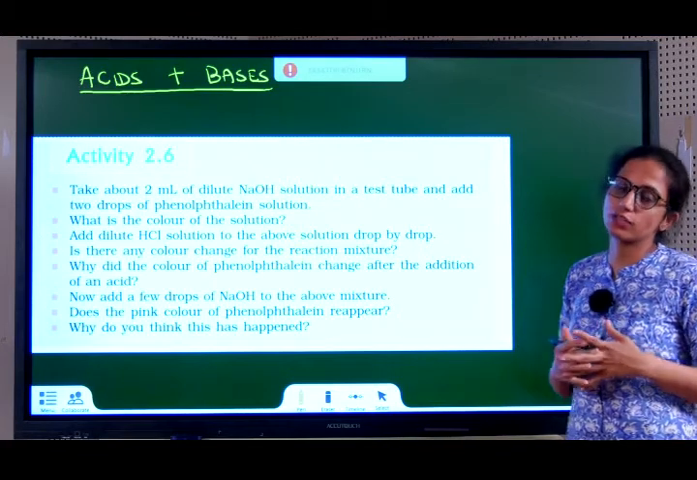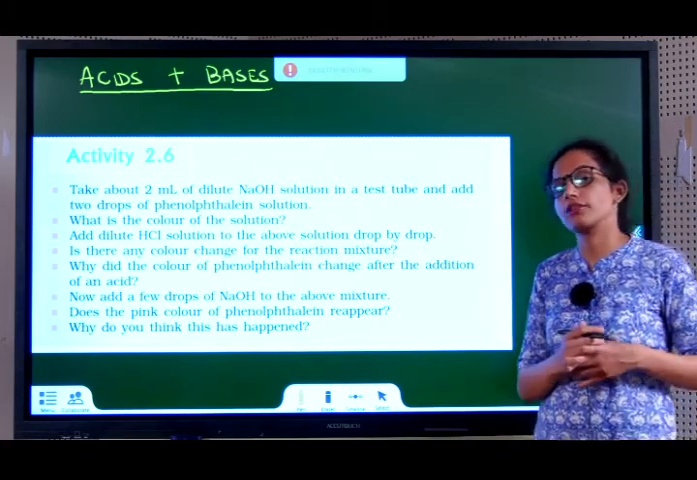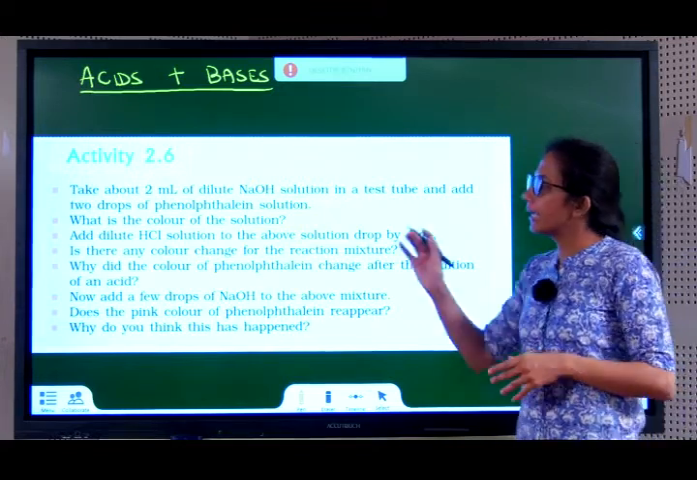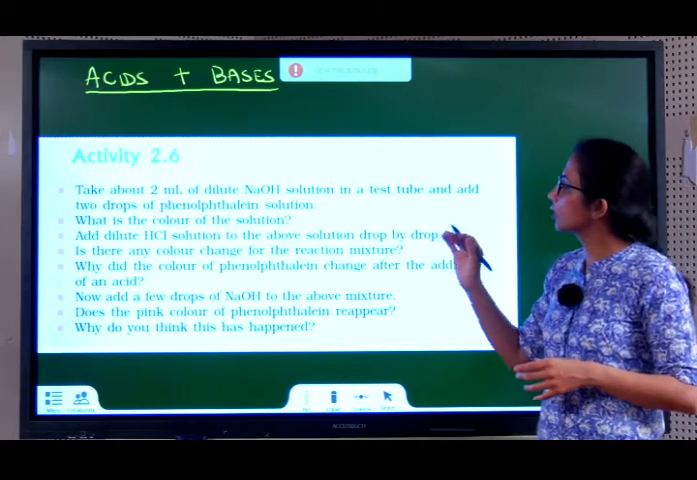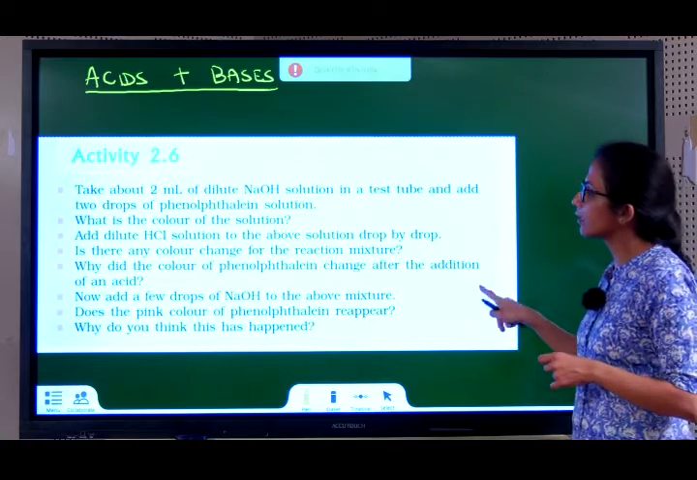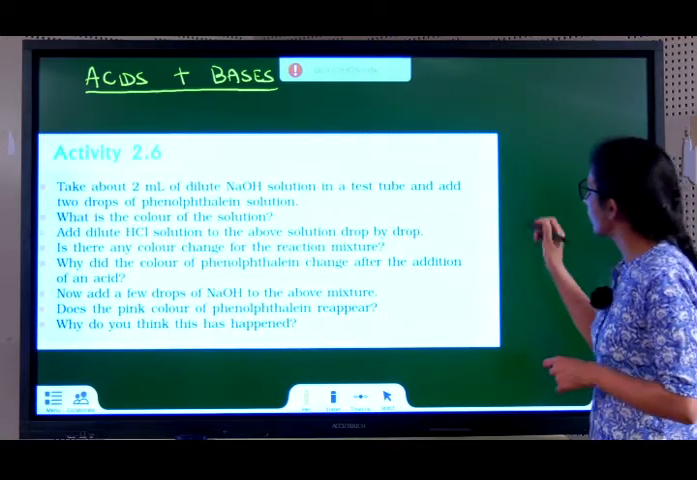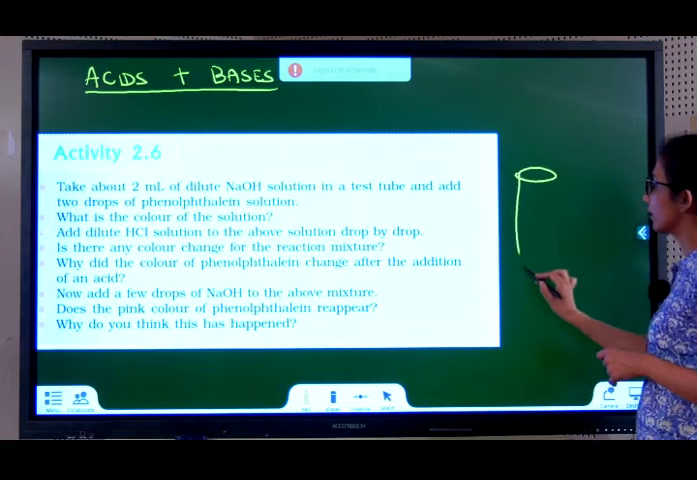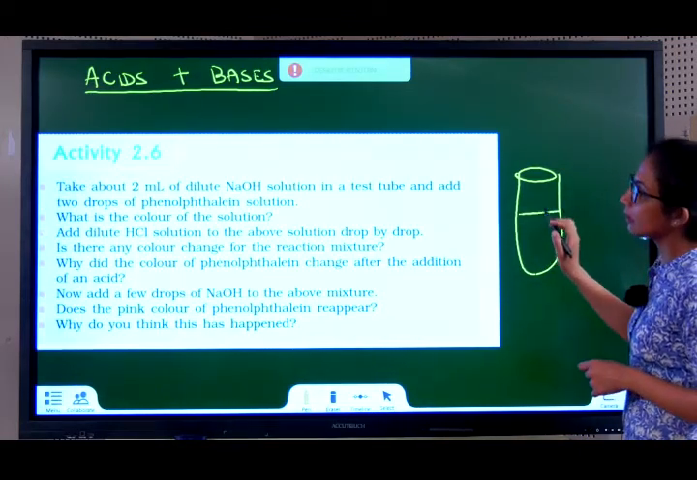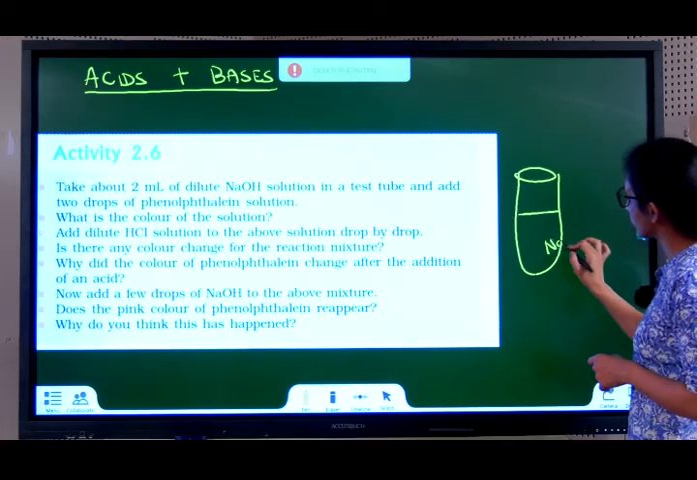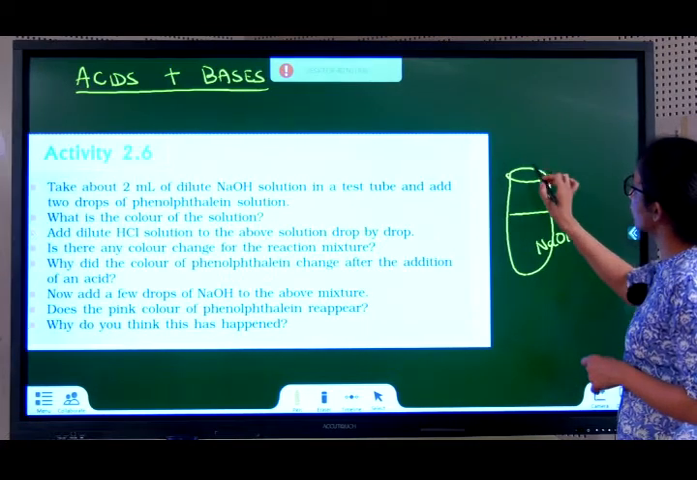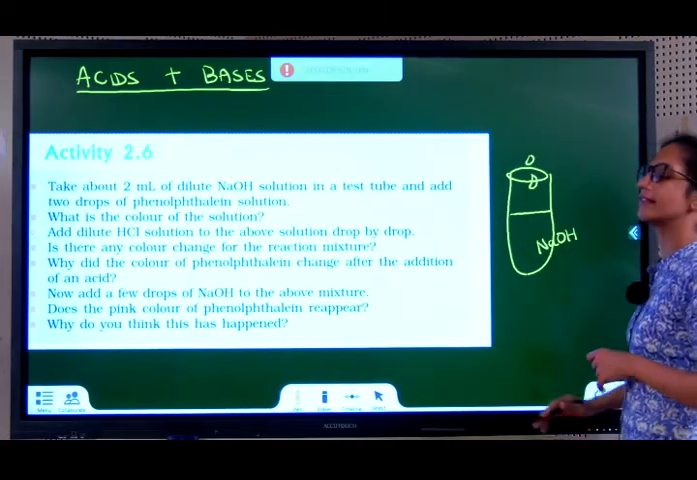Acids react with bases to give salt and water, also known as neutralization reaction. This is exactly that, but let's just understand the experiment. Take 2 ml of dilute NaOH solution in a test tube and add 2 drops of phenolphthalein solution to it. So what am I doing here? We have taken a test tube, and to this test tube we have added NaOH solution. I have now added a few drops, or 2 drops, of phenolphthalein in it.